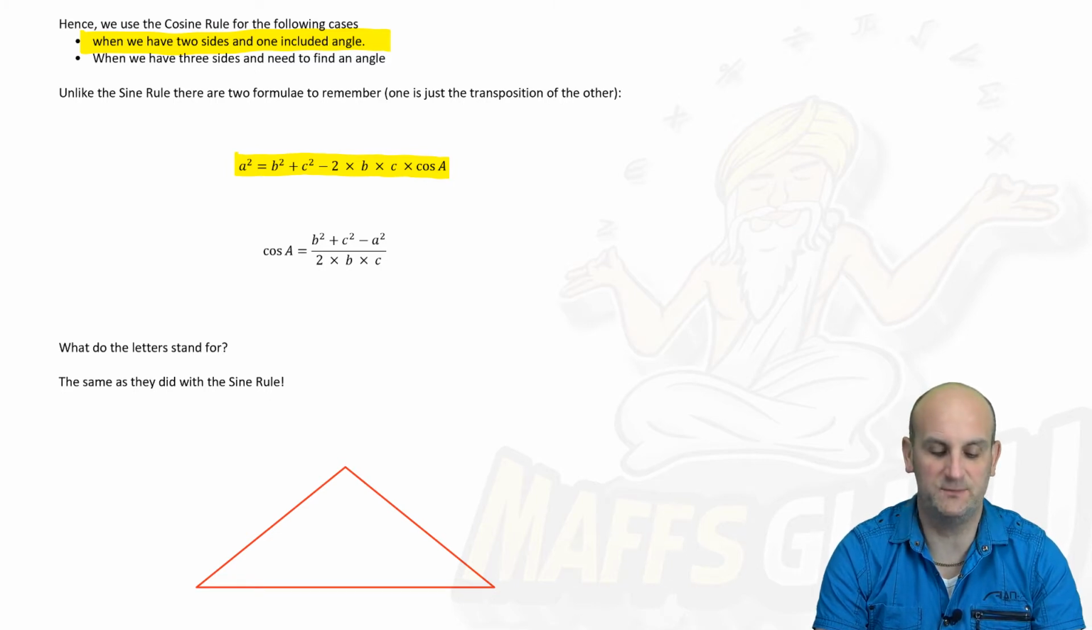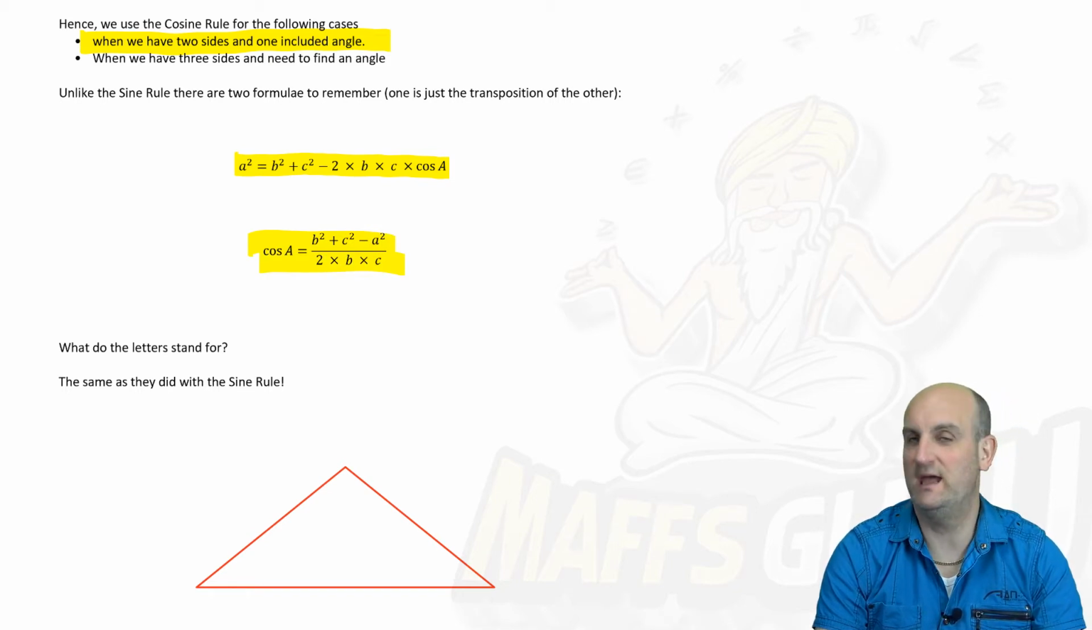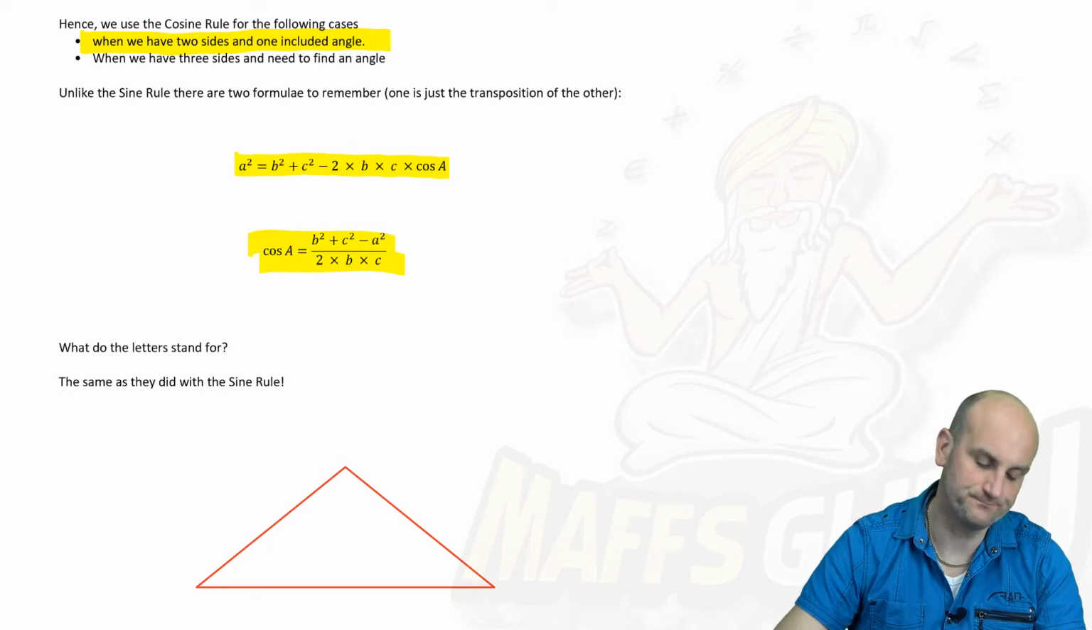And it's a squared equals b squared plus c squared. That sounds very familiar. Minus 2bc cos A. And here, ladies and gentlemen, we have the cosine of A. So that second formula helps me find a missing angle.